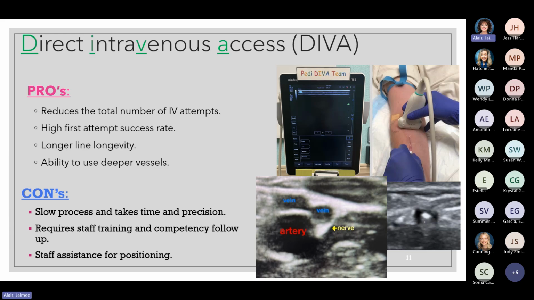The problem is it's kind of a slow process. You have to be very patient, and you need staff training and competency follow-up. You also need extra hands for positioning and stuff, but it is a fantastic skill. We have really grown our team here, and it has really helped with getting vascular access on kids.